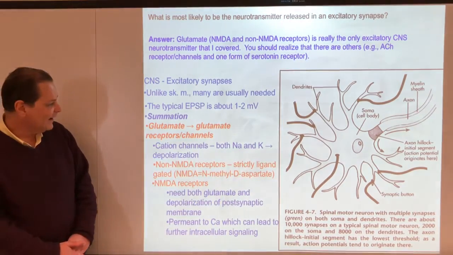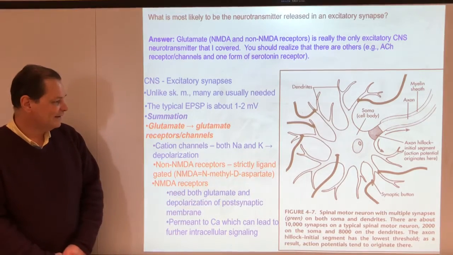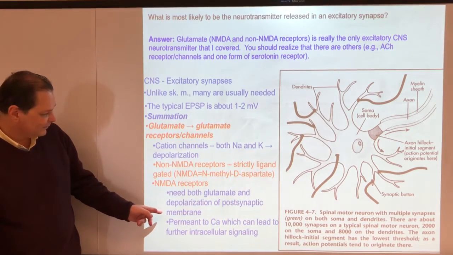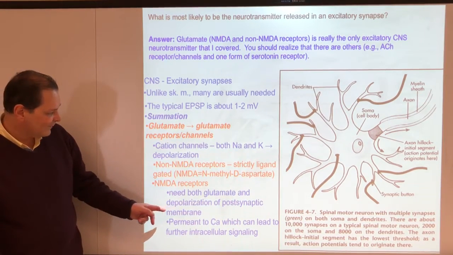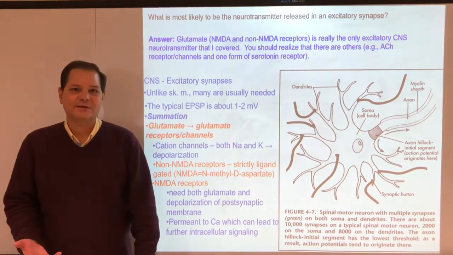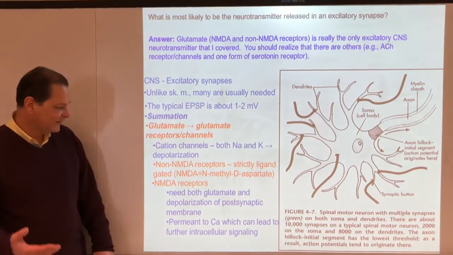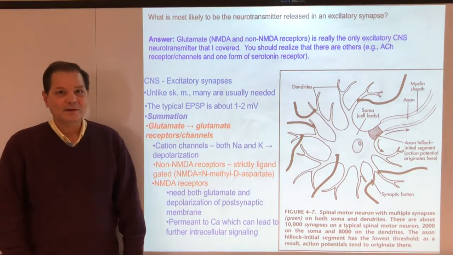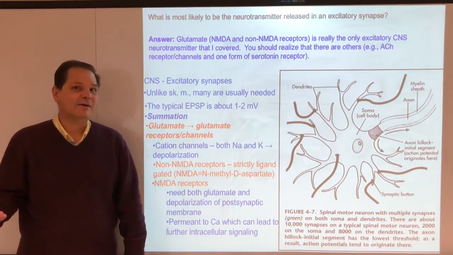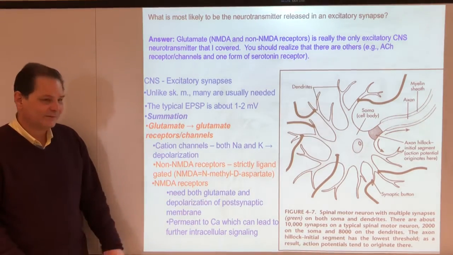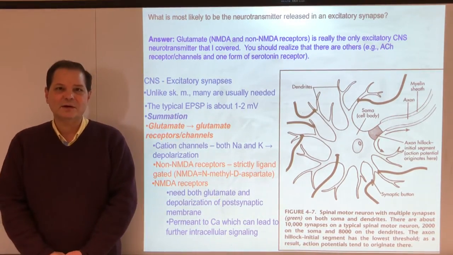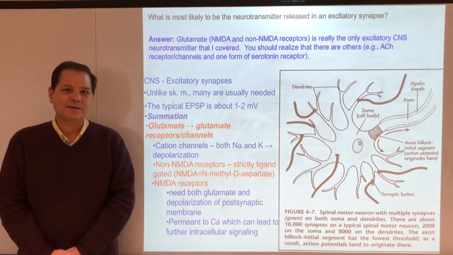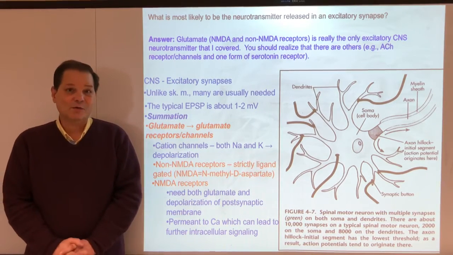The non-NMDA receptor is strictly ligand gated: the glutamate binds, the channel opens, you get depolarization. The NMDA, the same thing happens, but you also need a postsynaptic membrane depolarization in addition to the glutamate binding. In other words, glutamate binding on its own isn't enough to cause the NMDA receptor channels to open. You actually have to have depolarization due to something else as well. And these are permeable to calcium as well, which, as you know, is a second messenger. And so these receptor channels can open and cause a variety of things to happen in the neural cell besides just more depolarization, okay?